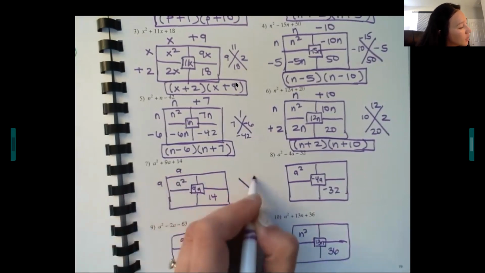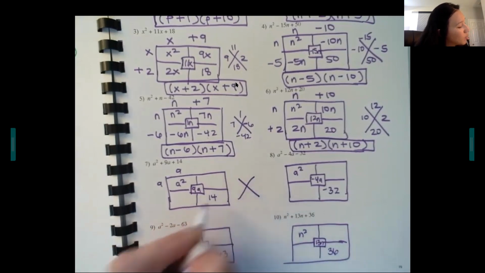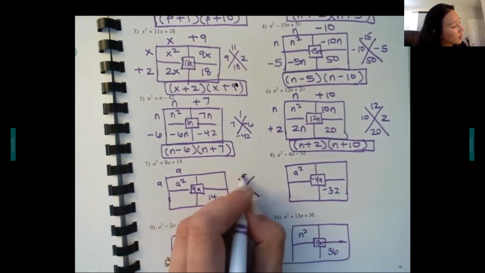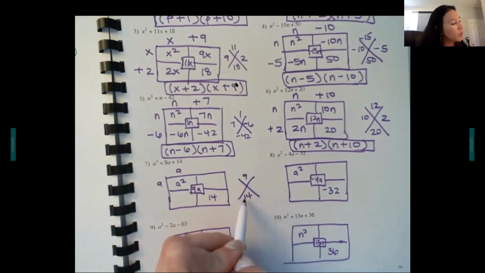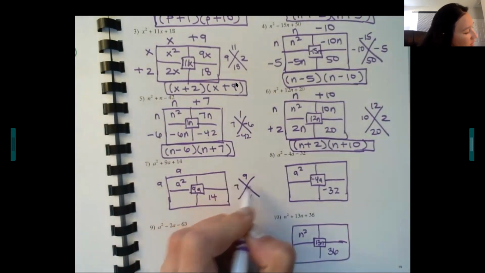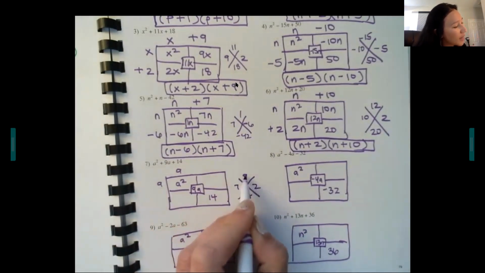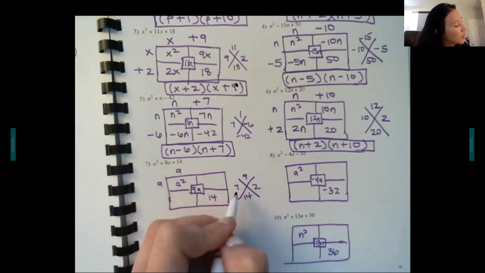So we just need to know, we need it to add to 9 and multiply to 14. So can you think of what would multiply to 14? 7 and 2. Good. And do 7 and 2 add to 9? Yeah. So then those are our numbers, our 7 and 2.